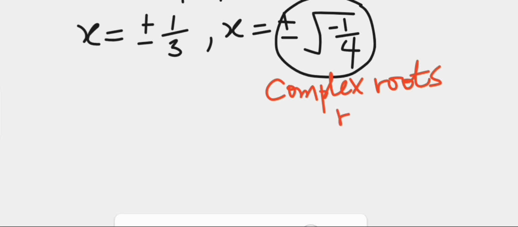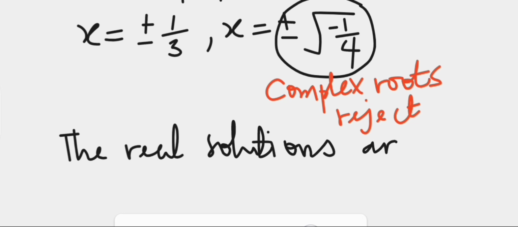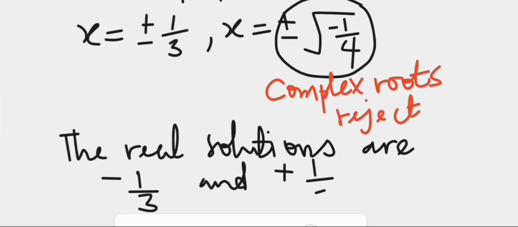And because they are complex roots, we reject them because the question only states that we find the solution for all the real values of x. In that case, we conclude that the real solutions of the equation are negative 1 over 3 and positive 1 over 3.